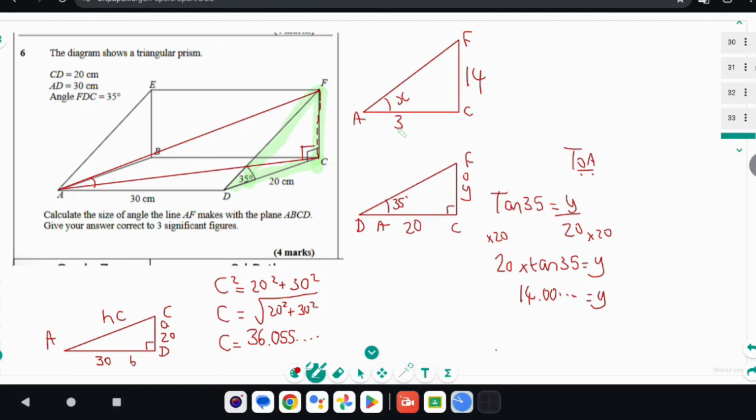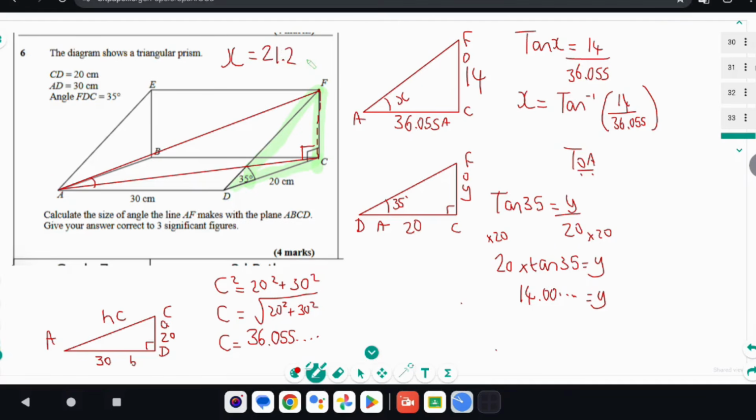Now that's the line, this is the one here. So we've got opposite, we've got adjacent, tan again. Tan theta equals opposite over adjacent. Tan to the minus 1 both sides. That gives 21.2 to 3 significant figures.